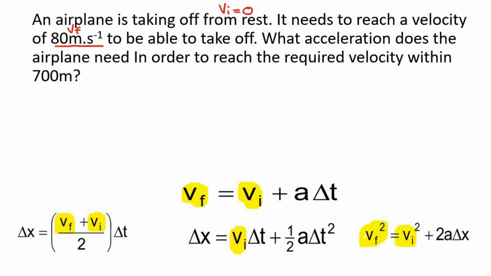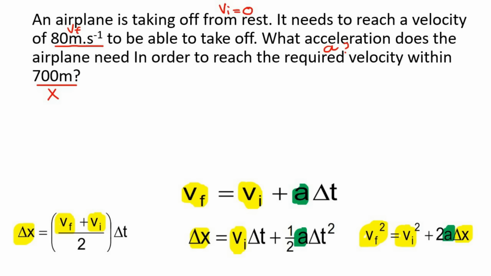What acceleration does the aeroplane need in order to reach the velocity in 700 meters? Okay, so that is your displacement. So we've got displacement. Now they said what acceleration? Okay, so what is a? They want us to calculate a. So we can just go fill that in.